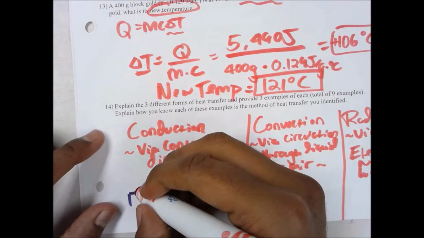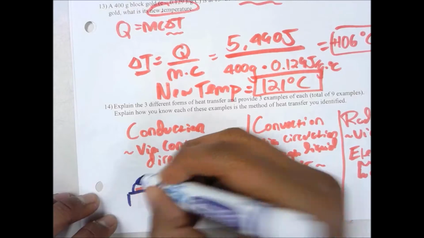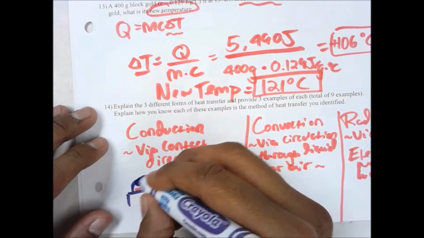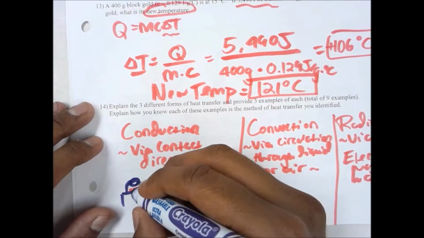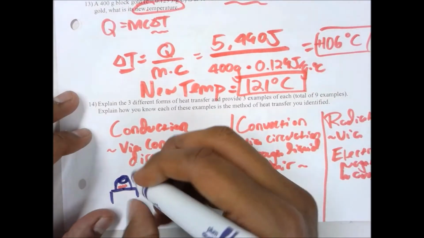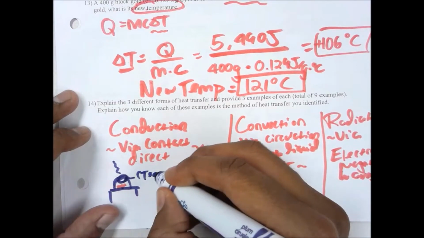It's got like a little grill on it. So, wow, that's a terrible stovetop, but you know, it is what it is. It's a grill. If you have something sitting on the stovetop, that is conduction. It's directly touching. We'll call that a tea kettle.